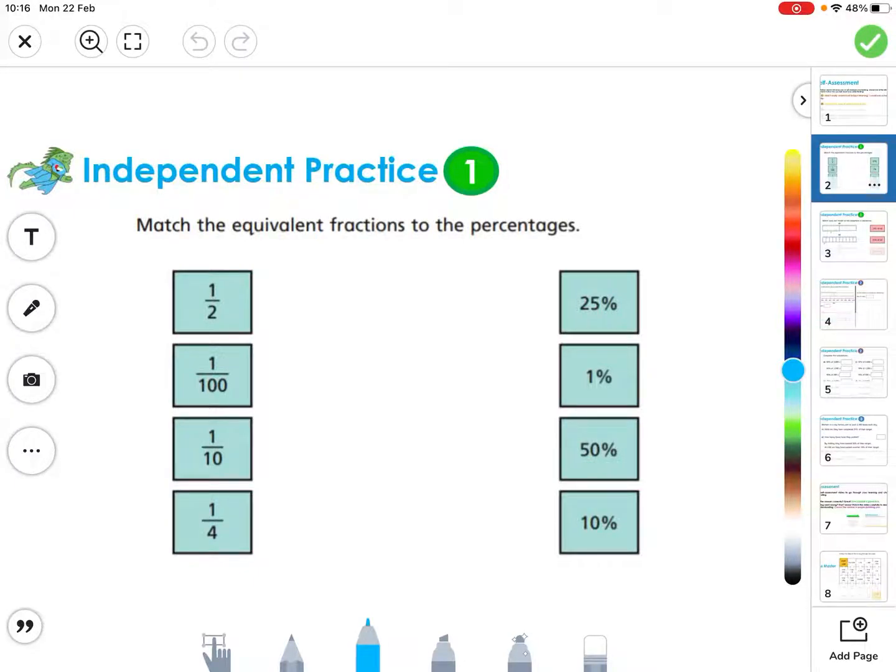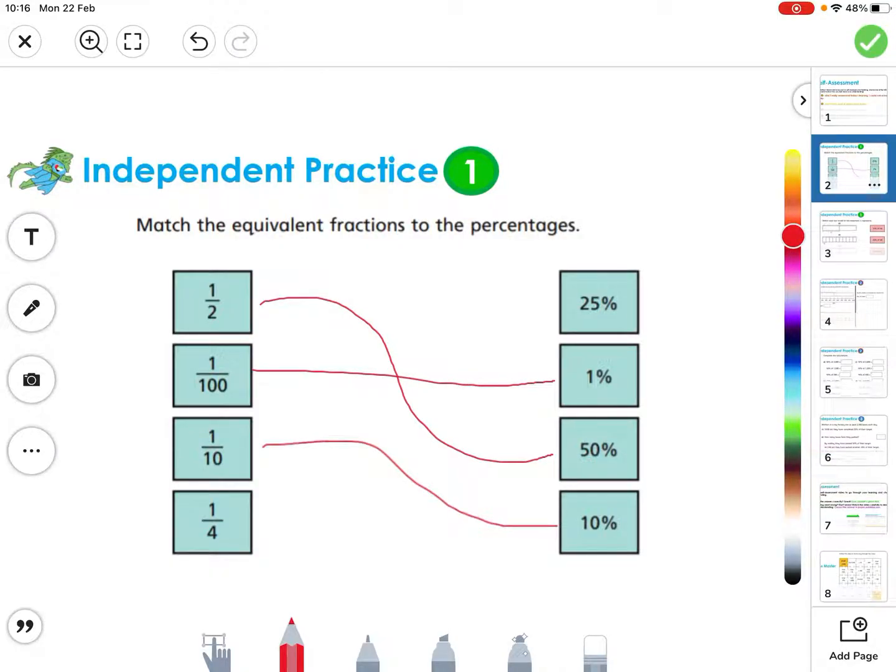Year 6, this is a maths review of Week 8, Lesson 1. Okay, slide 2, match the equivalent fractions to the percentages. We've been doing a lot of work in the last few weeks. So that's half, we know is 50%, 1/100th is 1%, 1/10th is 10%, and 1/4 is 25%.